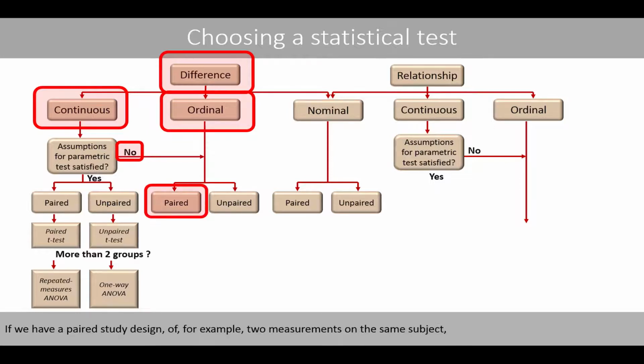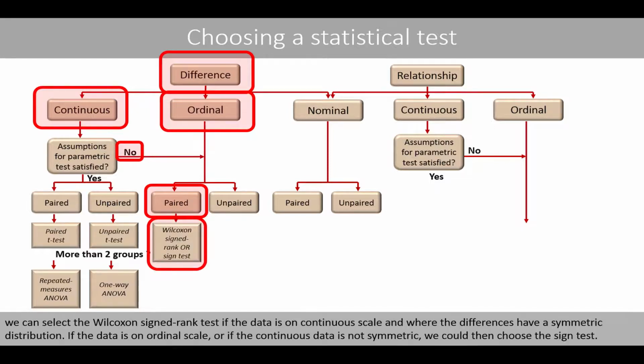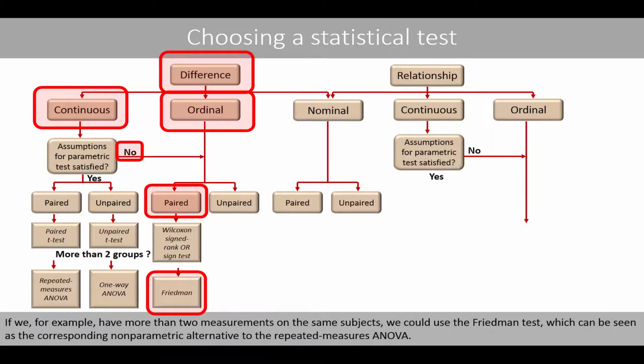If we have a paired study design, or for example 2 measurements on the same subject, we can select the Wilcoxon signed rank test if the data is on a continuous scale and where the differences have a symmetric distribution. If the data is on an ordinal scale, or if the continuous data is not symmetric, we could then choose the sign test. If we, for example, have more than 2 measurements on the same subject, we could use the Friedman test, which can be seen as the corresponding non-parametric alternative to the repeated measures ANOVA.